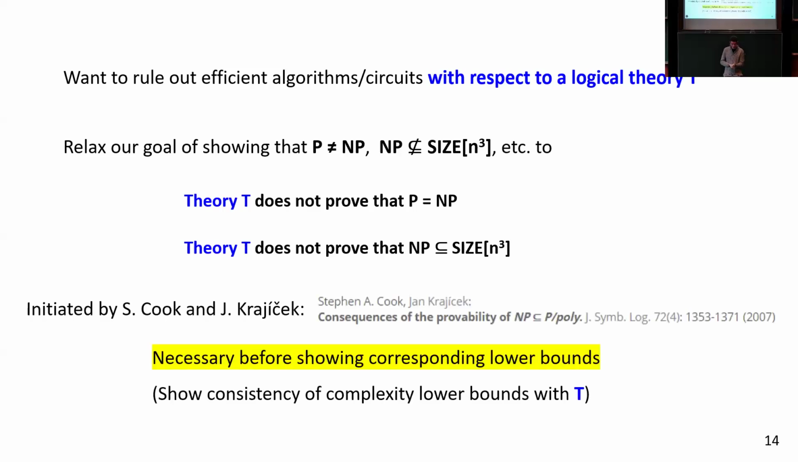And this line of work was started by Cook and Krajicek about 15 plus years ago. And these results are formally necessary before we prove the corresponding lower bounds, because we're now ruling out the algorithms with respect to the theory. Ideally, we want to rule out the algorithm with respect to anything, right? Algorithms simply do not exist. We are sort of relaxing the goal here.